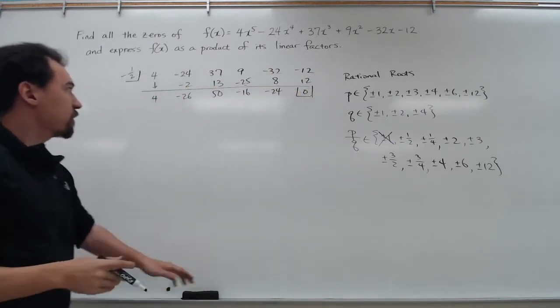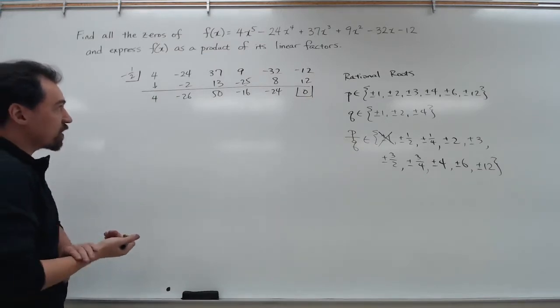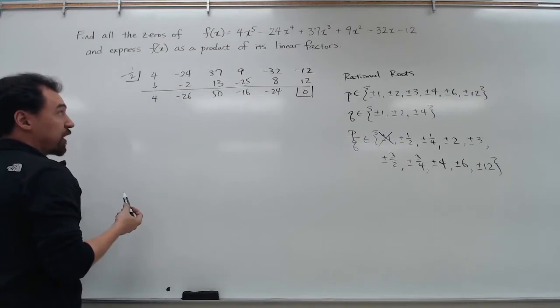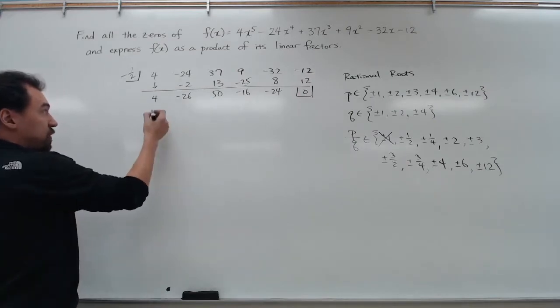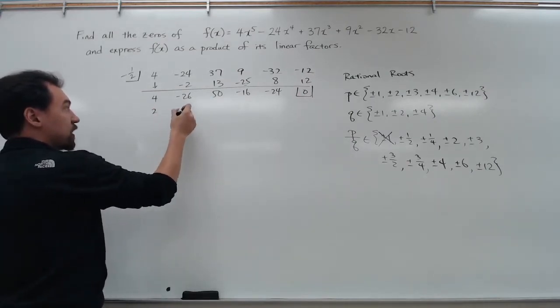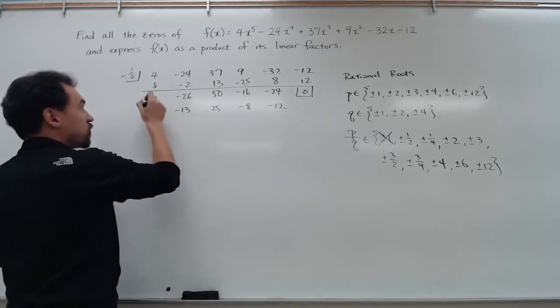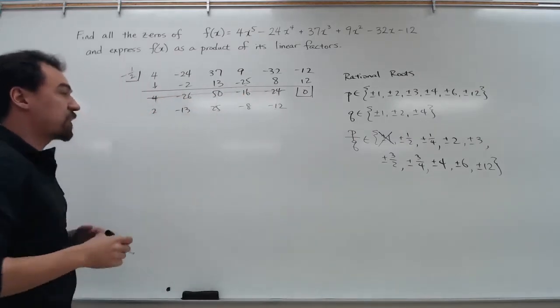We found one. Okay. So from here, I recognize that everything has a 2 that can be divided out of it. So why don't I divide everybody by 2 immediately? 2, negative 13, 25, negative 8, and negative 12. I can cross out this row, and that's what I'm dealing with.